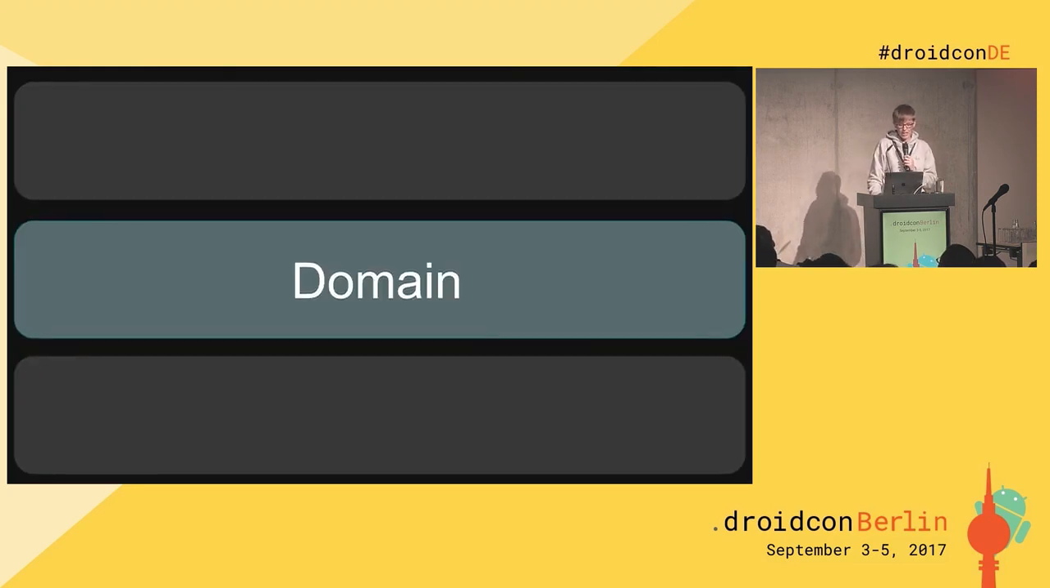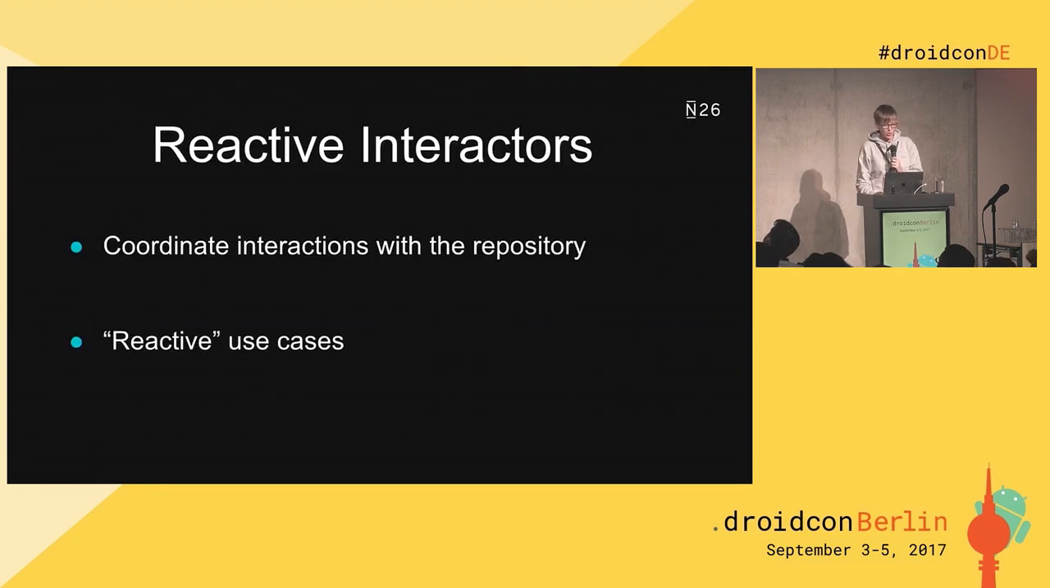Okay, so now we have the data already done, and we've built this repository. And we are going to build the next layer on top. So the main component of the domain layer is the reactive interactors. It coordinates interactions with the repository, and it can be seen as a reactive use case. It's similar to the use cases in clean architecture, the most common ones, in the way that the interactor needs to do everything that it can do to fulfill this use case. We'll see a little bit more in detail what this means.